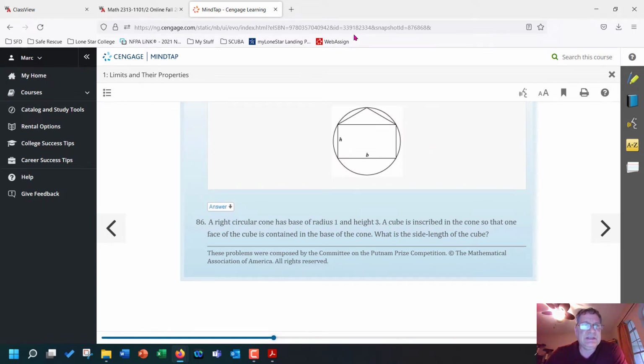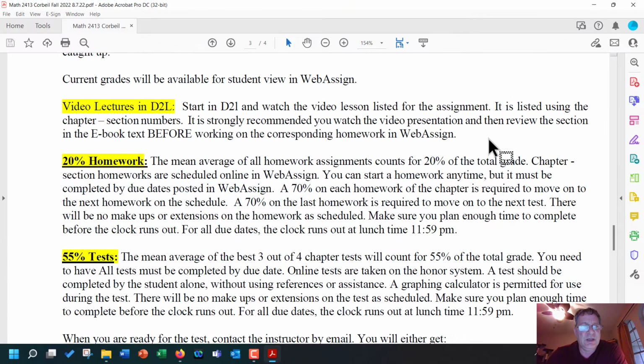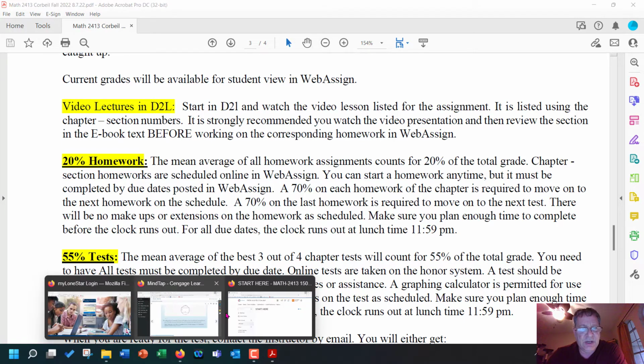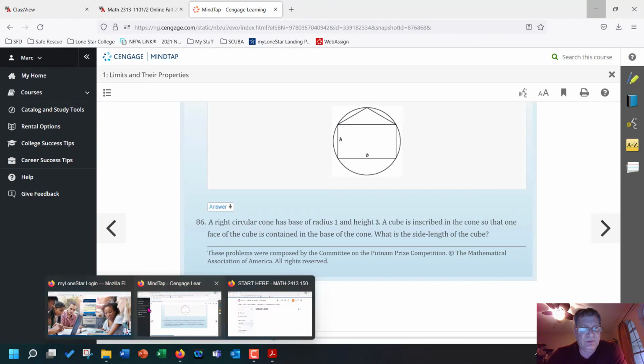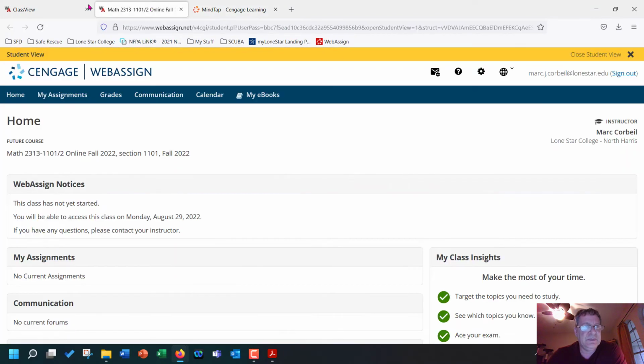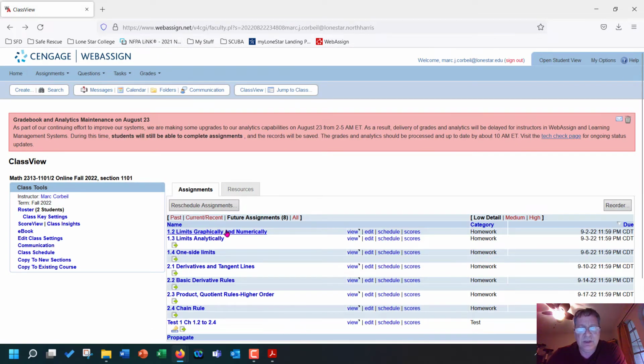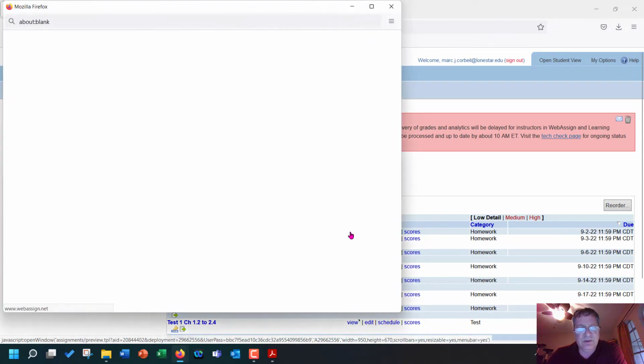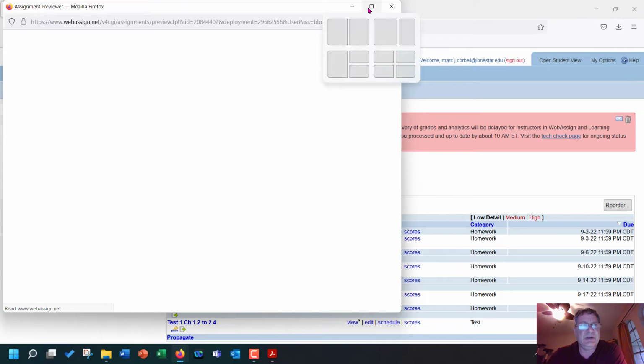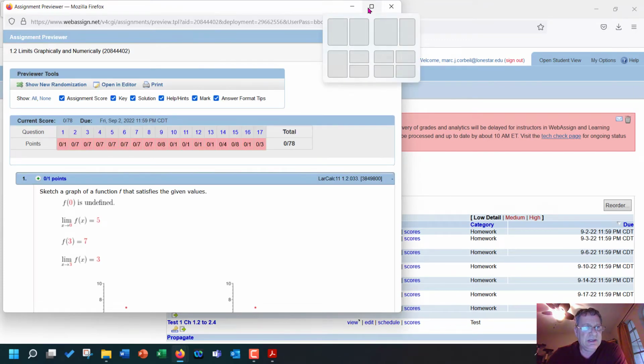So that's basically the textbook in WebAssign. So your homework is going to be in WebAssign. It's actually programmed, and you're going to pull that up. So an example of that would be, out of student view, just to give you an example. Turn this off. So we can actually view the first homework, for example, here. It's going to look a bit like this.